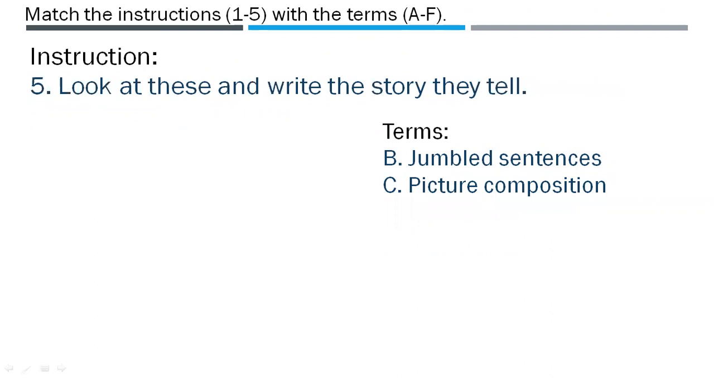Look at these and write the story they tell. So now we have just a choice of 2 options, but think about what these mean before you make your choice. And these are actually pictures, and that would be a picture composition here.